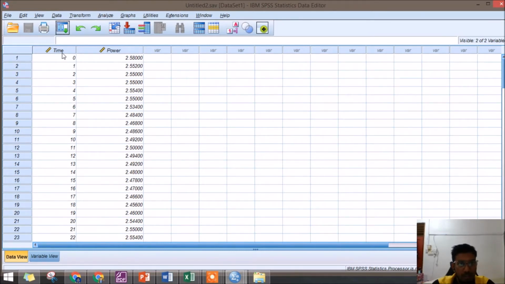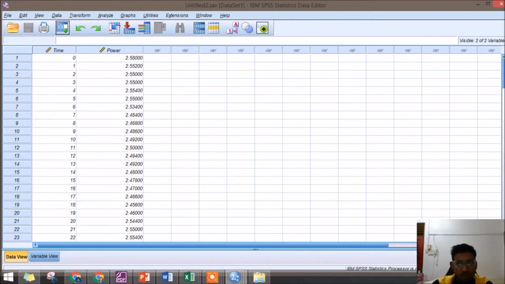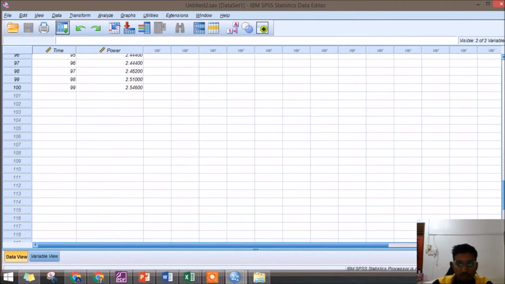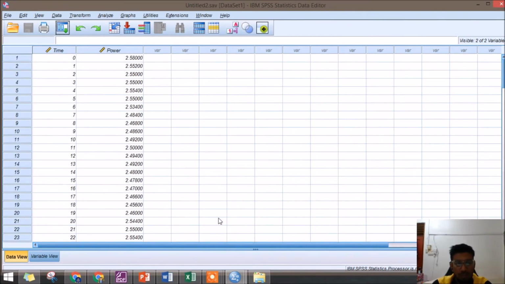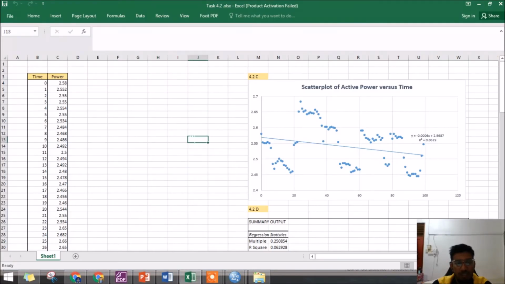The time, which is the independent variable, and the active power in kilowatt, which is the dependent variable, consist of 100 real data from 0 to 99 minutes. Then we also performed statistical analysis in Microsoft Excel software, to analyze the scatter plot of active power against time, also defined as the scatter diagram and regression line for the 100 real data, which is time and power.